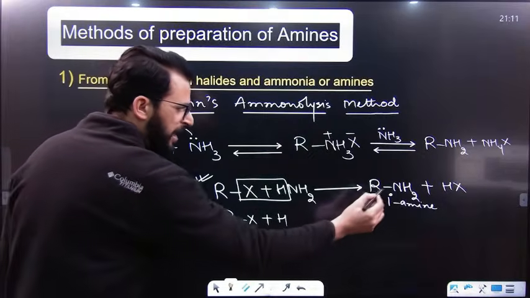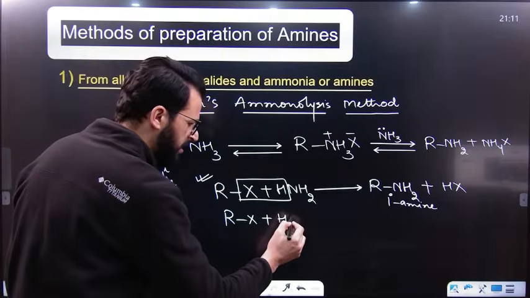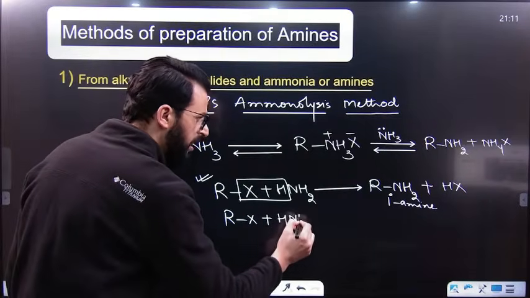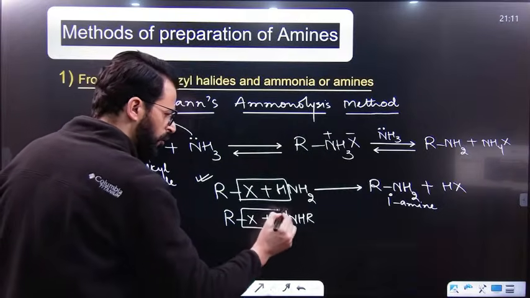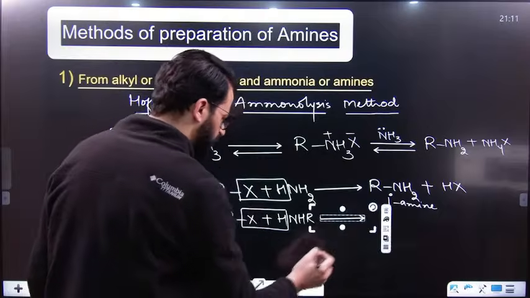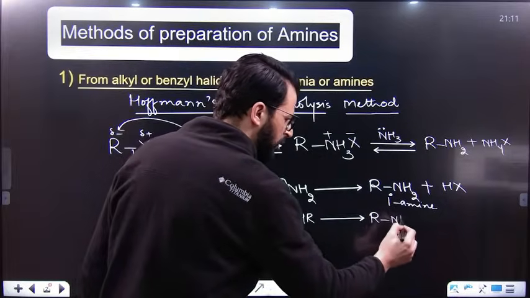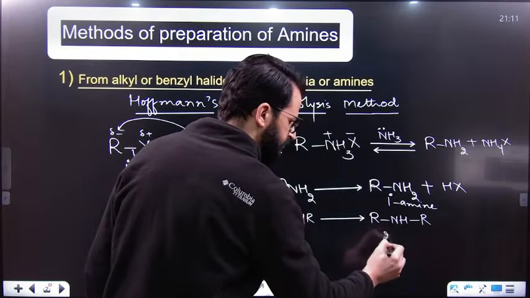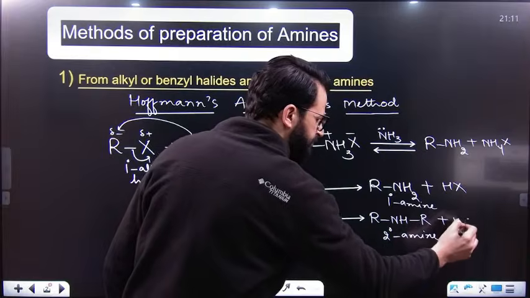So now, the primary amine which has been formed will react with excess alkyl halide like this. The primary amine will react and HX will be lost, resulting in the formation of RNHR. That means it will result in the formation of a secondary amine.